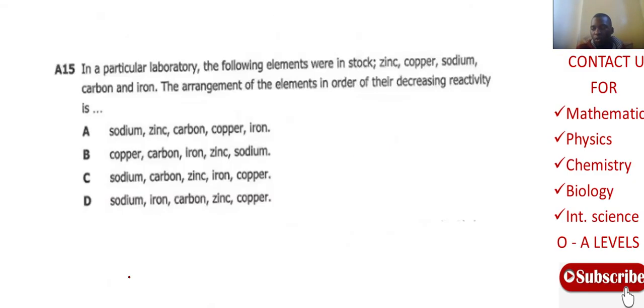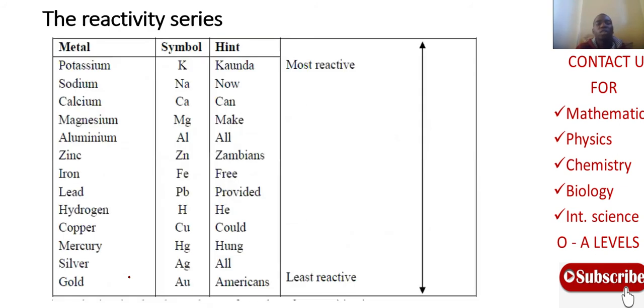Okay, we go to question 15. In a particular laboratory, the following elements were in stock: zinc, copper, sodium, carbon, and iron. The arrangement of the elements in order of their decreasing reactivity is, and this one I'll emphasize, I'll just take you to something called the reactivity series. This reactivity series has to be memorized at all times. Here, potassium is the most reactive, and gold is the least reactive.